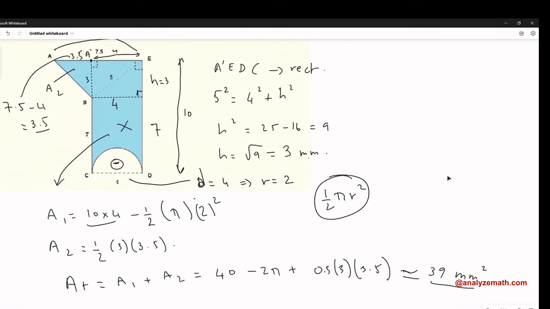What we retain from this problem is that when the shape is complicated, decompose it into known shapes and then either add or subtract the areas.